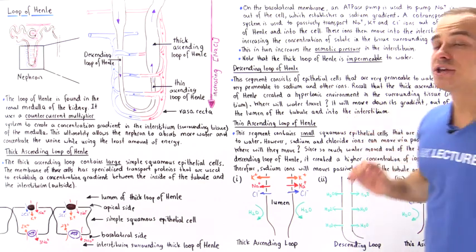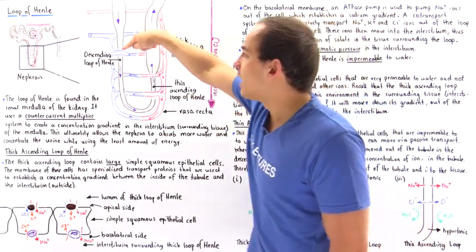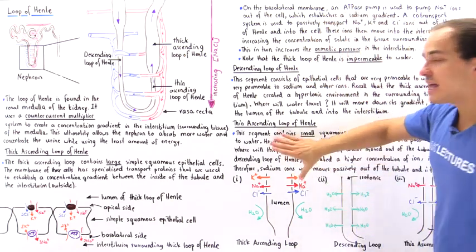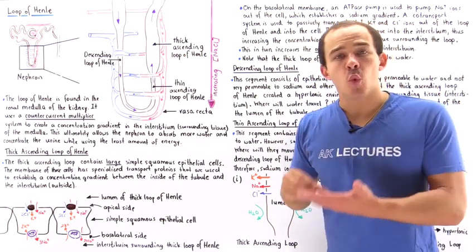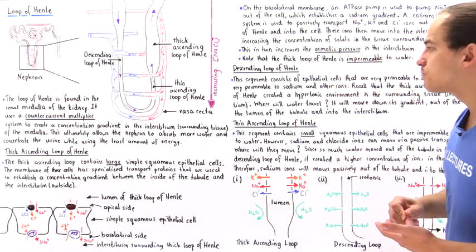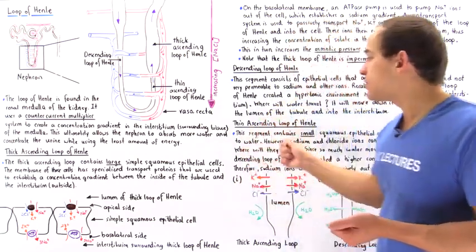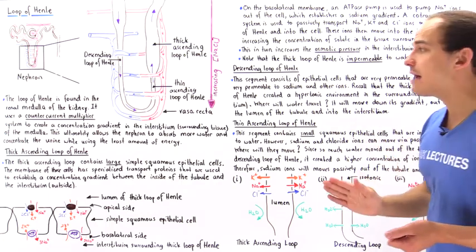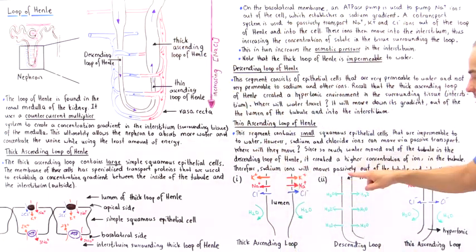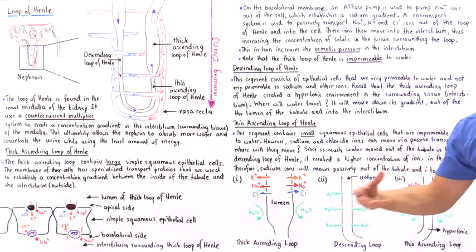Now let's move on to the thin ascending loop of Henle. If we look at the following diagram, this is the thin ascending loop of Henle. And unlike the epithelial cells in the descending loop of Henle, the cells here are impermeable to water, but they are permeable to sodium and chloride ions. So the question is, in what direction will the sodium and chloride ions within the thin ascending loop of Henle actually travel?